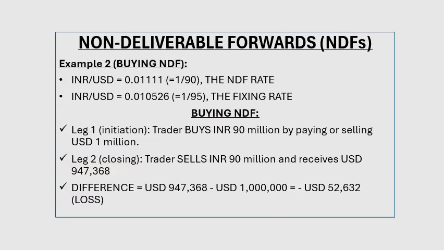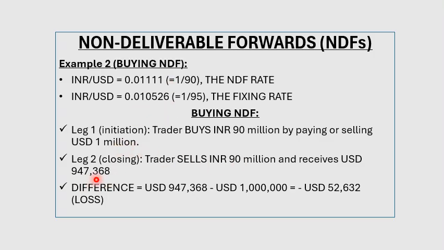For the second example, suppose instead of USD INR, the NDF is quoted for INR USD. The terms are as follows. The INR USD NDF rate is 0.01111, which is equal to 1 divided by 90. Spot rate on fixing is equal to 0.010526, which is equal to 1 divided by 95. The trader buys the NDF for INR 90 million notional amount. Since the trader buys the NDF, he basically buys INR and sells USD at 0.01111, which is the NDF rate, and closes the contract at 0.010526, which is the fixing rate.